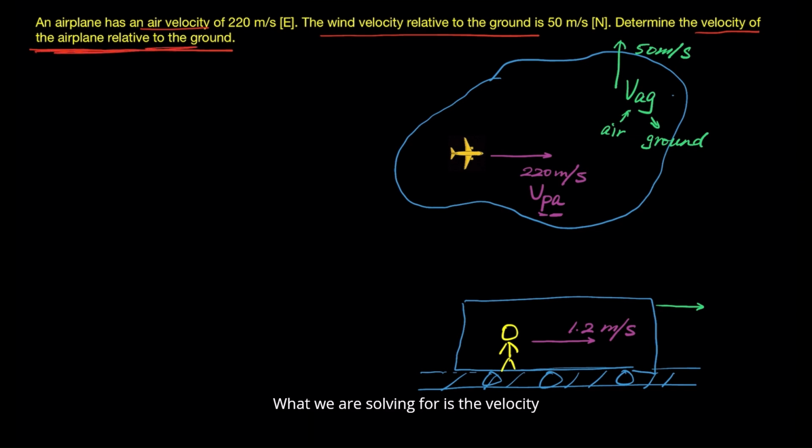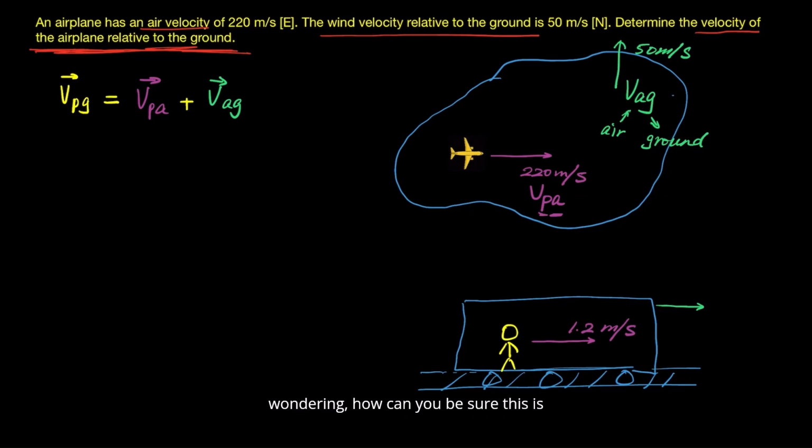What we are solving for is the velocity of the plane relative to the ground. So we can write it as V plane to the ground, VPG. So mathematically, VPG is an addition of two vectors. VPG is a vector. It's the addition of two vectors, the air velocity, VPA, plus the wind velocity, VAG.